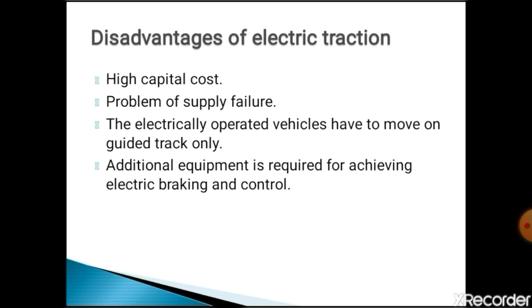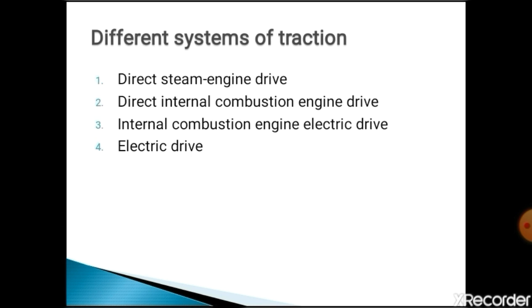Disadvantages of electric traction: it has the highest capital cost. Here the capital cost is very high. Problem of supply failure: if there is any supply failure, then the train has to be stopped there only. The electrically operated vehicles have to move on a guided track only. Additional equipment is required for achieving electric braking and control.